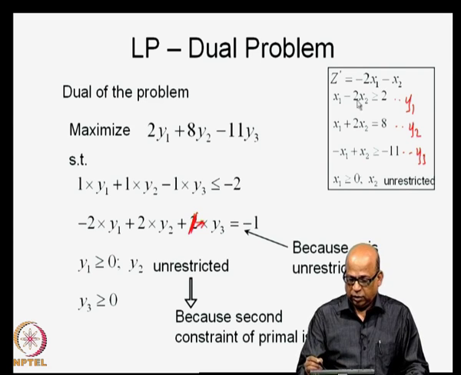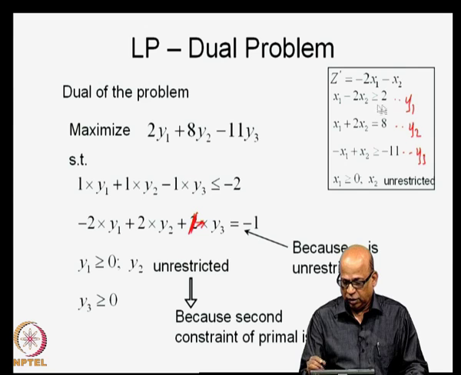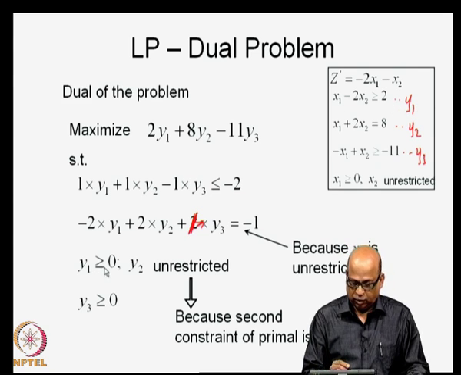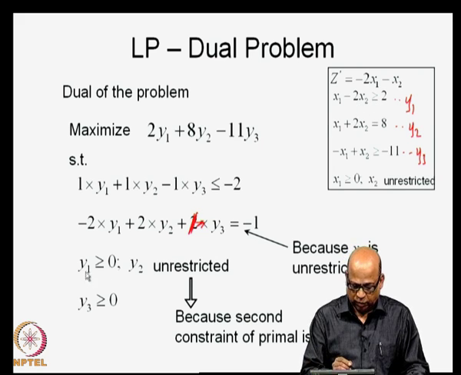Then we look at y 1, which is associated with constraint number 1 here. y 1 is greater than or equal to 0, because your primal problem is a minimization with all greater than or equal to constraints. The constraint corresponding to y 1 is in fact greater than or equal to, therefore y 1 will be greater than or equal to 0 here.